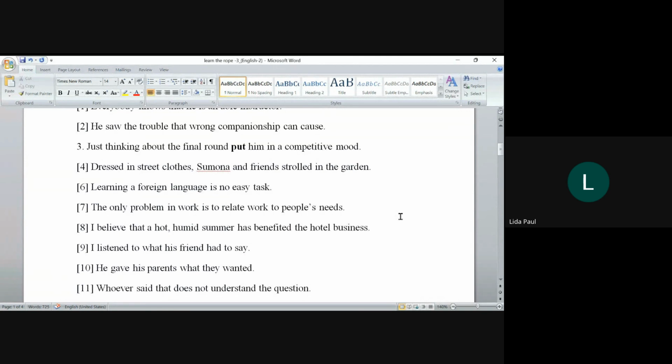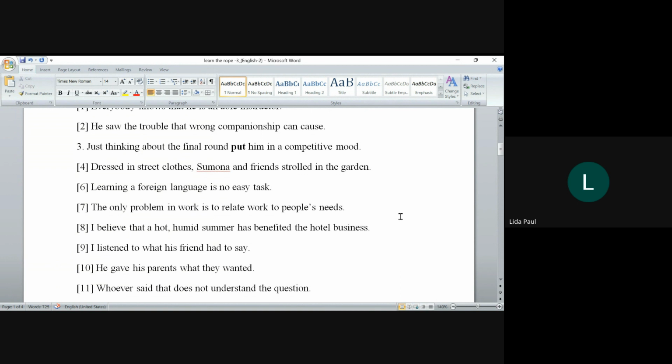Ninth one: I listened to what his friend had to say. Now, analyze subject, verb, object. This is a simple sentence. So analyze it based on subject, verb, object and tell me what the subordinate clause is. To what his friend had to say, right?